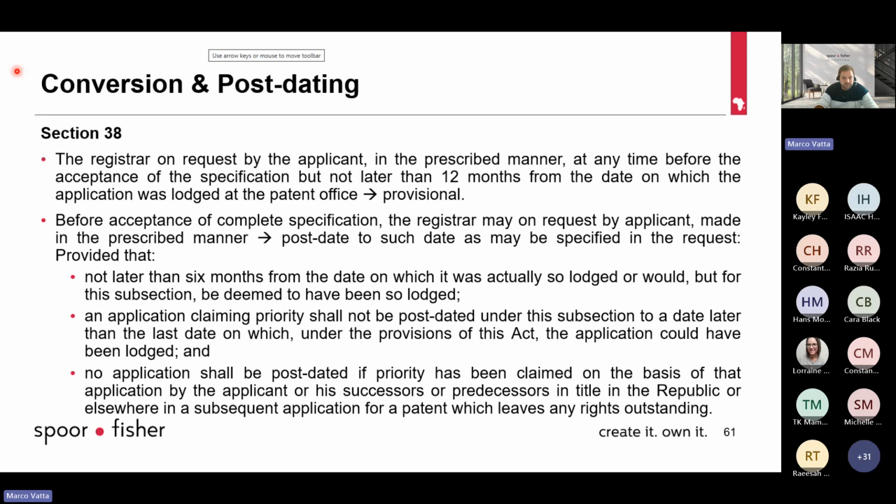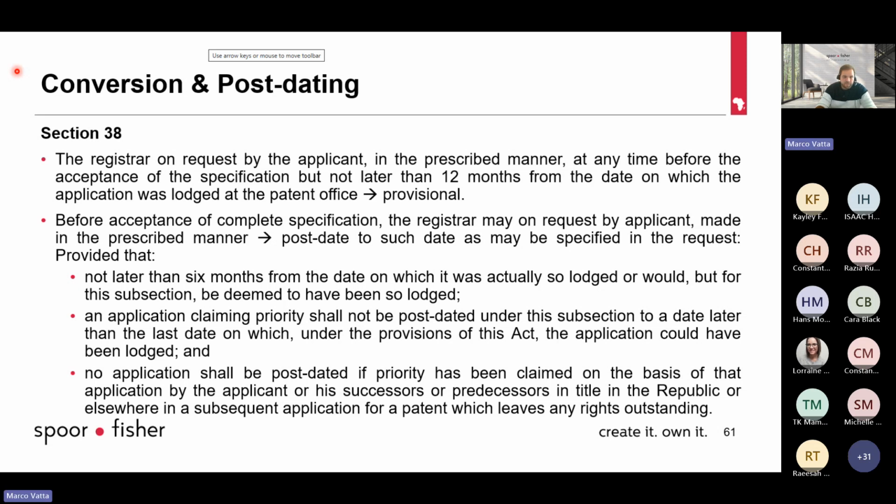However, whether they'll have a priority, a valid claim in those countries where they've post-dated it is yet to be determined. But the Act provides that before the acceptance of a complete specification, the registrar may, on request by the applicant, post-date that application. So you're moving the filing date forward to such dates as may be specified on that request. So you can request the registrar to move that filing date forward. However, it cannot be post-dated to a date later than 6 months from the date on which it was actually lodged. So you have to do it within 6 months of the filing date.